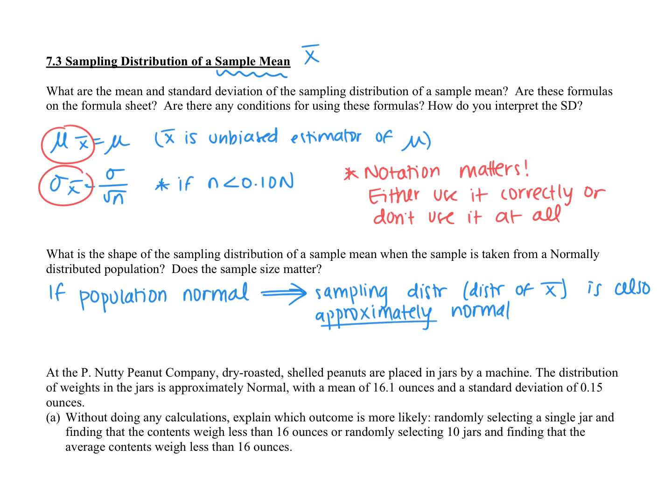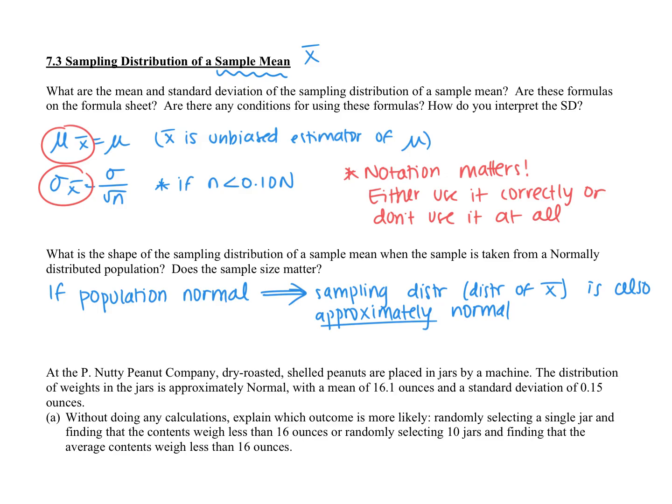That word approximately is really important on the AP test. If you write the distribution is normal, you're not going to get credit. If you write approximately normal, you'll get credit. So you have to put the word approximately. If you're not sure, just always put it. Does sample size matter? No. No, sample size doesn't matter.